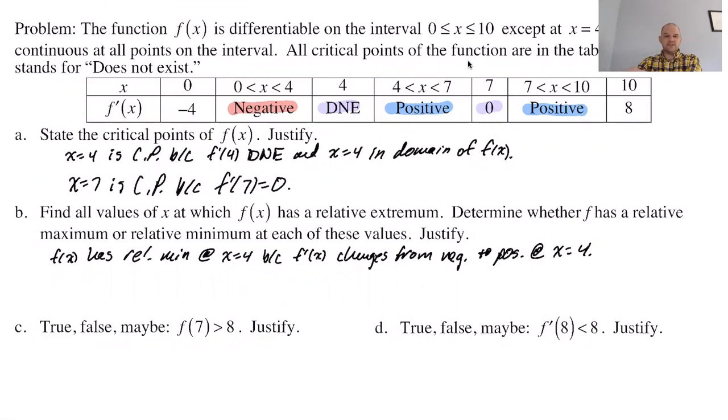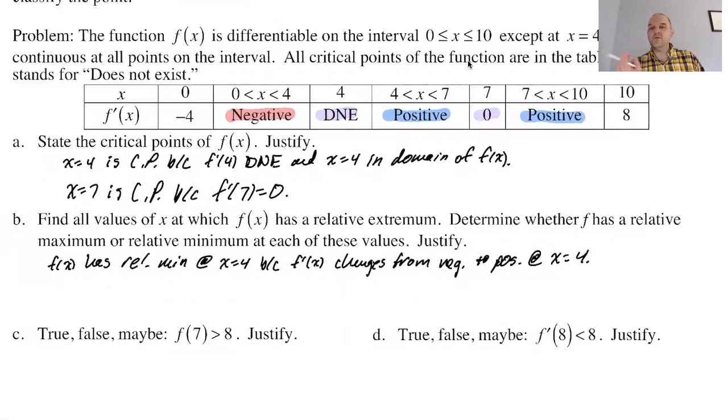All right, so what's the next question? True, false, maybe. I don't write great questions, so in my experience, the answer to these is often just maybe, because I didn't consider the 300 trillion potential scenarios when I wrote the question, but let's see. True, false, or maybe, f of 7 is greater than 8. Justify.